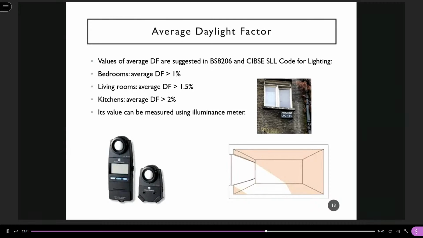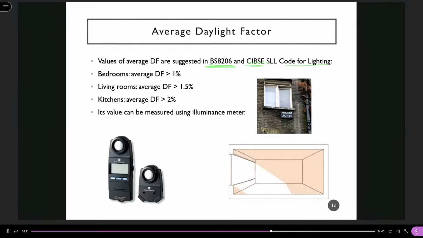So what should be the recommended values of daylight factor? Say you ask your friend to do the measurement for you, and then you find out the daylight factor for your house. You want to know, is it a good value? Then we refer to the British Standard or the CIBSE Code for Lighting. CIBSE is the Chartered Institution of Building Services Engineers. Anyway, some international code.